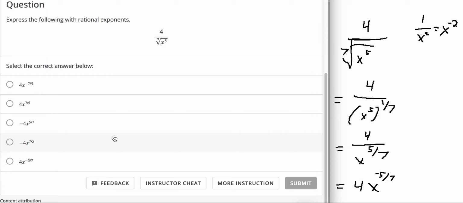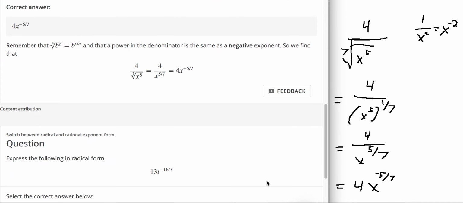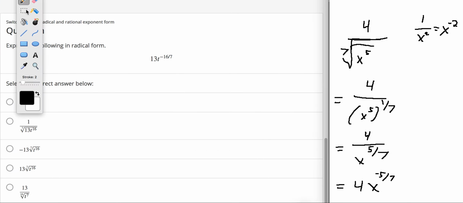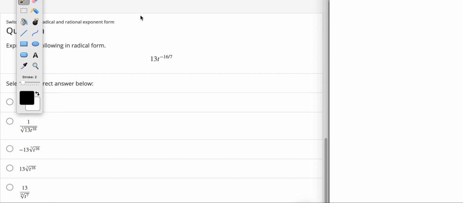So let's see if we can find any that match up here. We got 4x to the -5/7. That's the one we want. And then we got 13t to the -16 over 7.